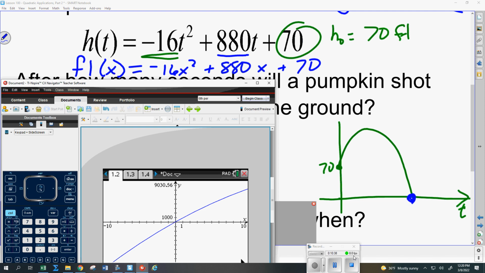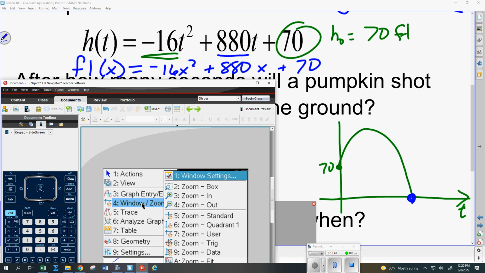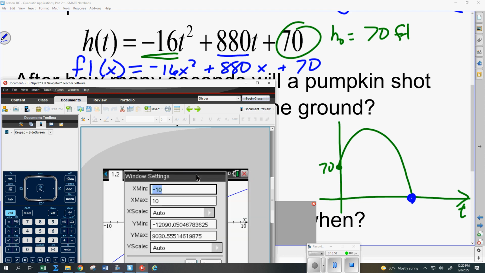Anybody want to make a guess of how far I might go? 70? Let's see what happens. Maybe you guessed 100. Different people can guess different things. So window, and this time I'm going to do window settings. X's go across, so I know I want to go farther, so maybe 70. I don't really like that 9,000 very well, just because it's got so many things in there.